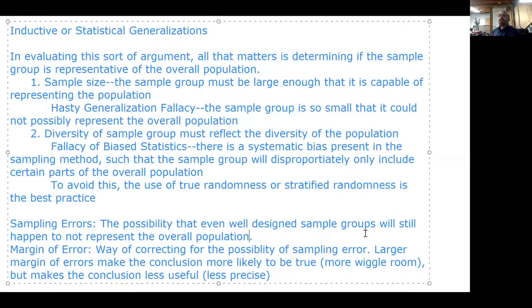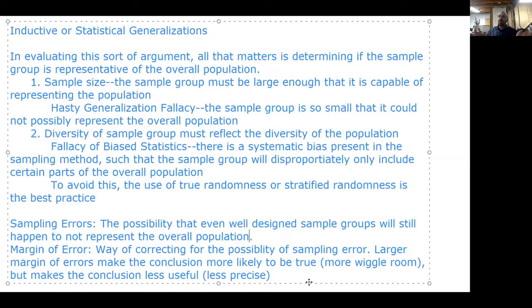There's still a chance that you could have just gotten unlucky, and through the randomness that you employed to draw from the general population, you just happen to get unlucky and disproportionately represent certain groups rather than other groups. The way this possibility gets corrected for is with the idea of a margin of error, a wiggle room that you build into your result.